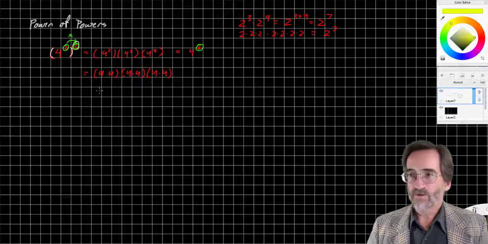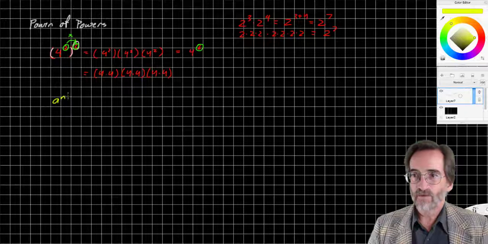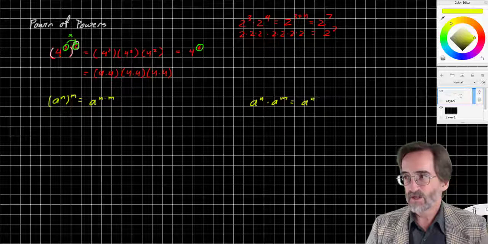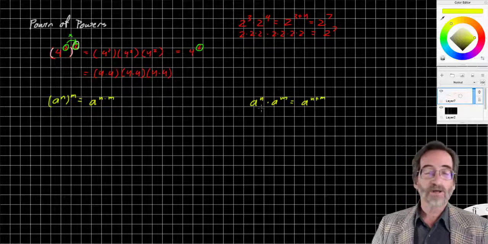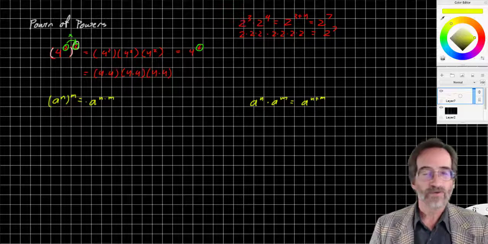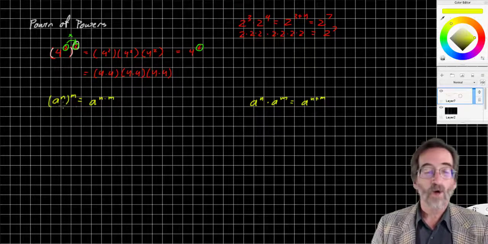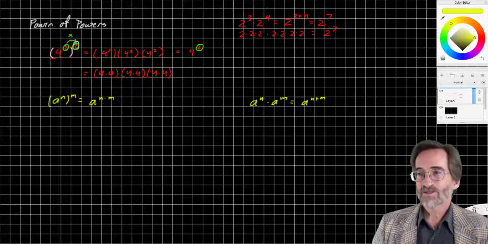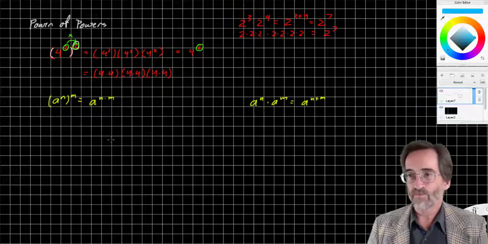In rule form, it looks like this. A to the n raised to the m is a to the n times m. Don't confuse that with a to the n times a to the m is a to the n plus m, which is called the product of powers rule, right? This is called the power of powers rule. So we have one base raised to a power twice, right? And so let's just practice it real quick a couple of times.